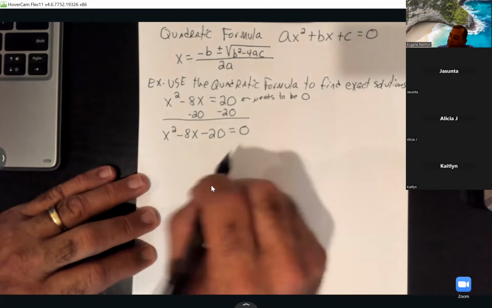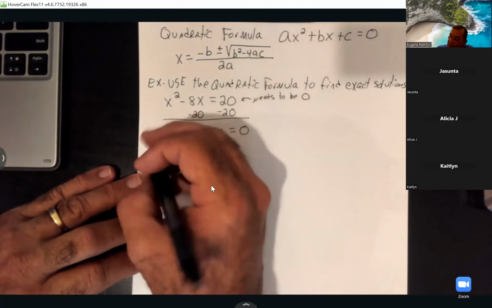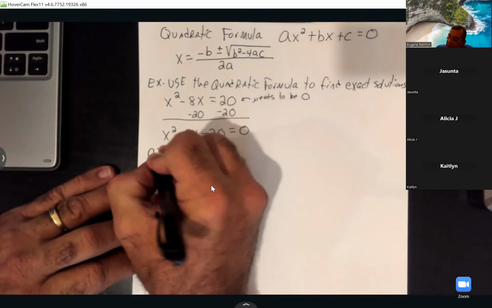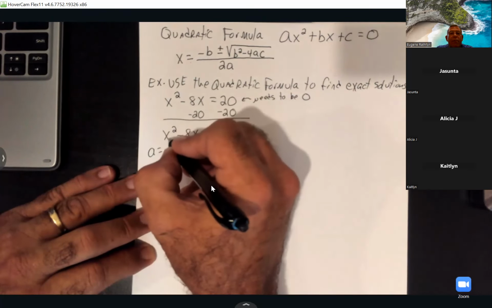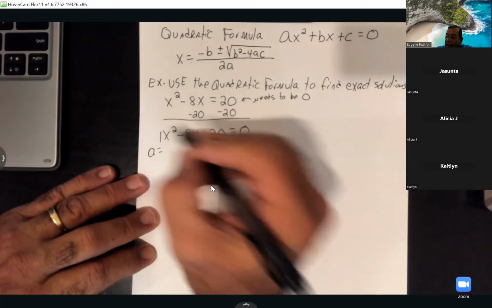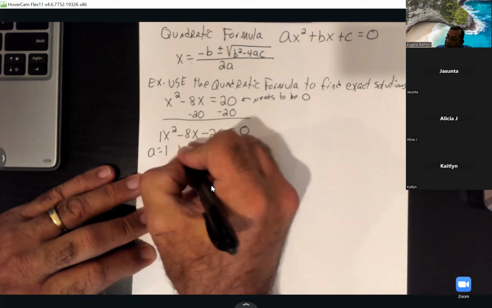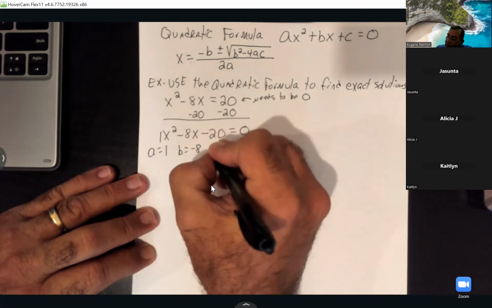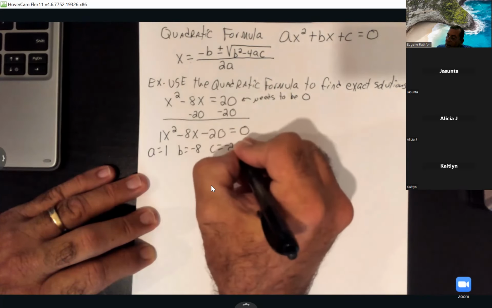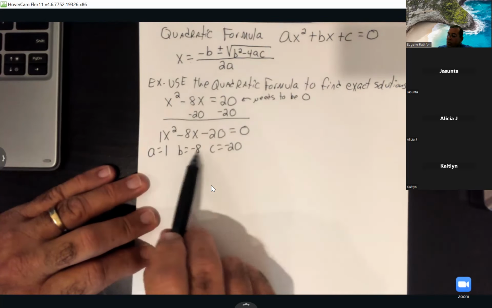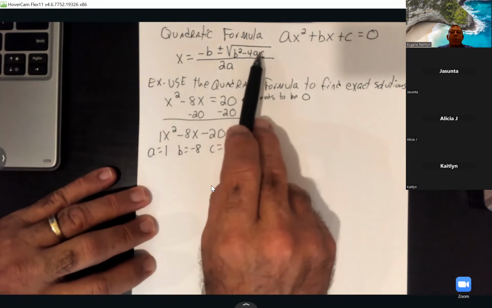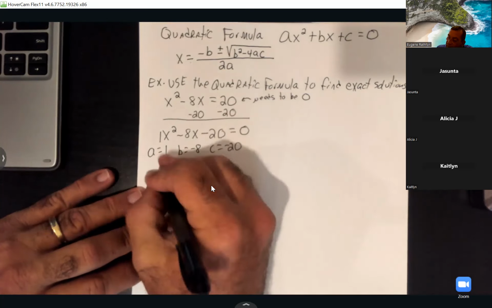All righty. So let's see. Now we got to figure out A, B, and C. Well, remember, if there's no number in front of the x squared, we treat it like a 1. So that means A is 1, B will be that negative 8, and then C will be a negative 20. So I know my 3 numbers. Now I'm going to plug them into my formula.